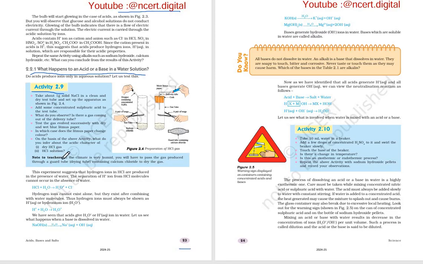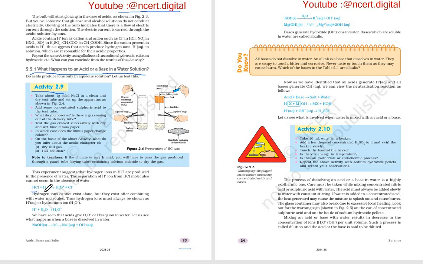Note to teachers: if the climate is very humid, you will have to pass the gas produced through a guard tube, a drying tube, containing calcium chloride to dry the gas. This experiment suggests that hydrogen ions in HCl are produced in the presence of water. The separation of H+ ion from HCl molecules cannot occur in the absence of water.